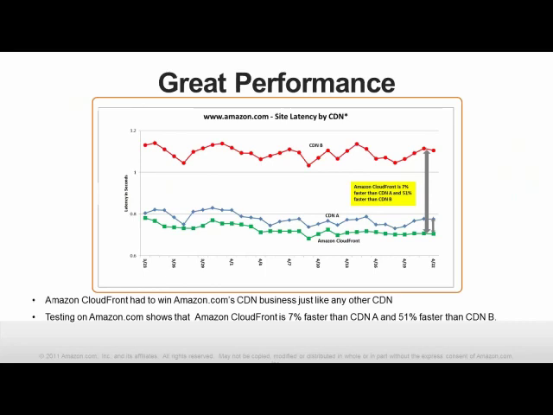Performance is really what we're all about. This is some information that we gathered from actually a customer of ours, Amazon.com. The retailer uses CloudFront to deliver the images on its retail website. They didn't make this switch until they were comfortable with Amazon CloudFront's performance.